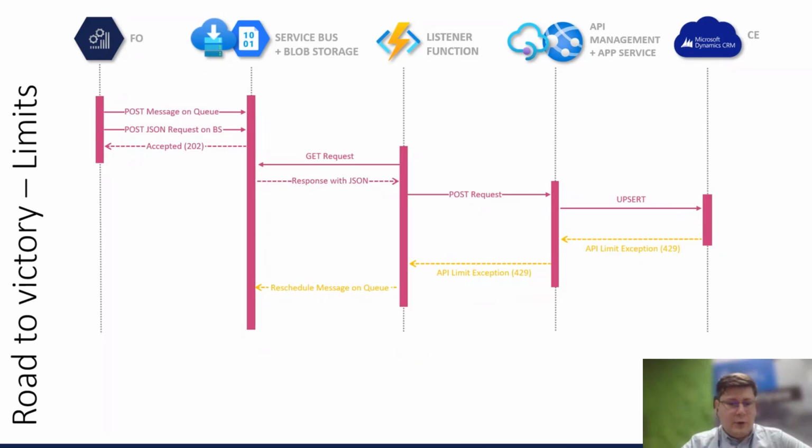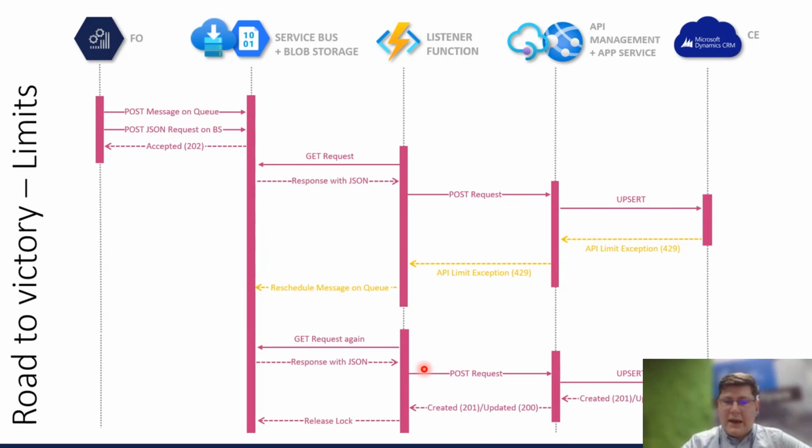And after a few minutes, we can get this request again, post request to app service. App service is trying to create or update on C side, and that's correct because now there is no limit. We could wait 5 minutes, and now we have no limit problem.